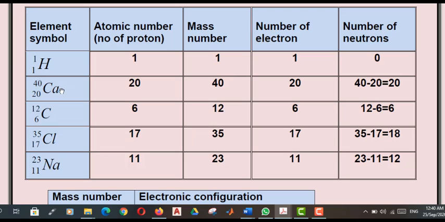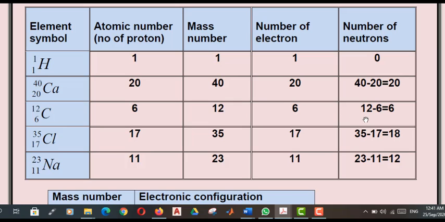Number 2, calcium, 20, 40. The atomic number equals 20. The mass number equals 40. What about the number of electrons? It's equal to the number of protons and the atomic number, so it equals 20. What about the number of neutrons? 40 minus 20 equals 20. Example number 3, carbon, 6, 12. The atomic number is 6, the mass number is 12, the number of electrons equals 6, and the number of protons equals 6.